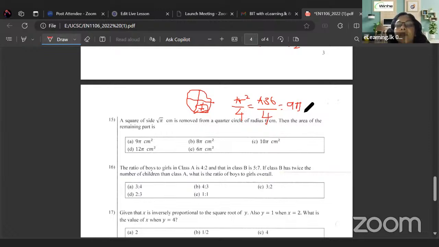The value is 5. Now you have to subtract the area of the square from the area of the quarter circle. Area of the quarter circle is 9 pi. Area of the square is 5. Then the answer is 9 pi minus 5 square centimeters, right? So the answer is B.